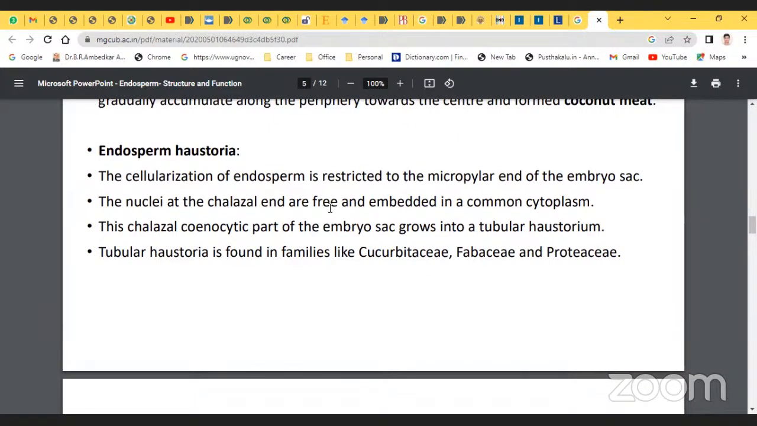So here, endosperm haustoria. The cellularization of the endosperm is restricted to the micropylar end of the embryo sac.